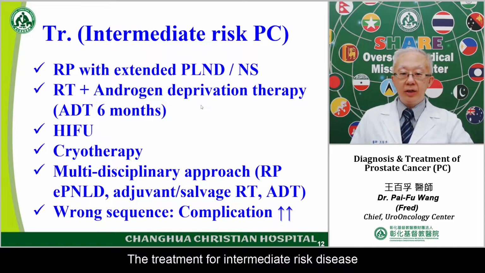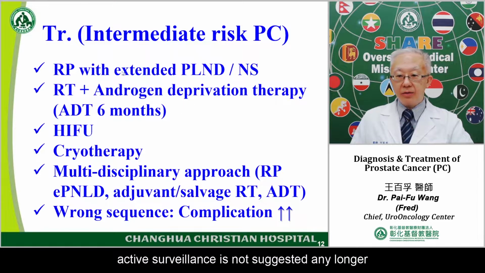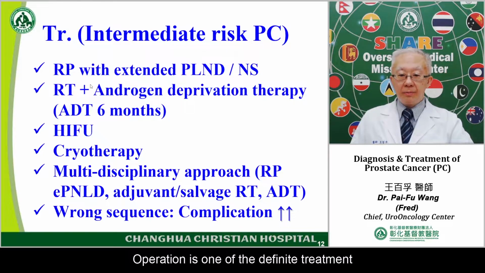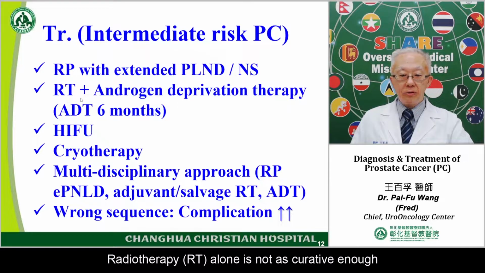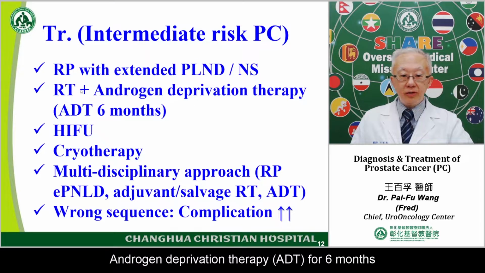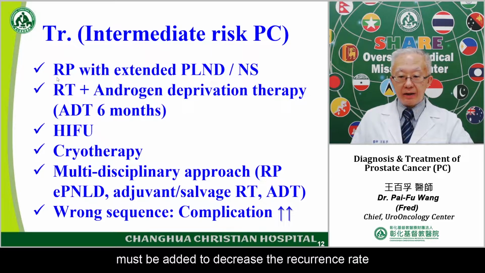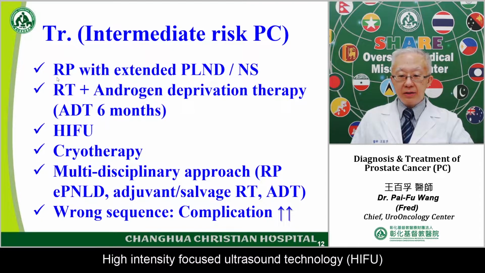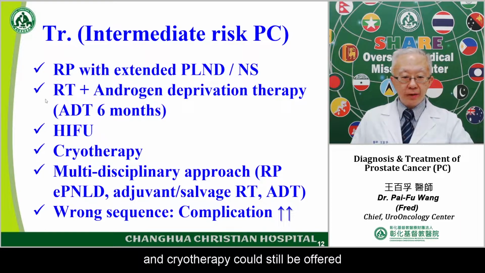For the treatment of intermediate risk disease, active surveillance is no longer suggested. Operation is one of the definitive treatments. Radiotherapy alone is not curative enough. Androgen deprivation therapy, ADT, for 6 months must be added to decrease the recurrence rate. High-intensity focused ultrasound technology and cryotherapy could still be offered.